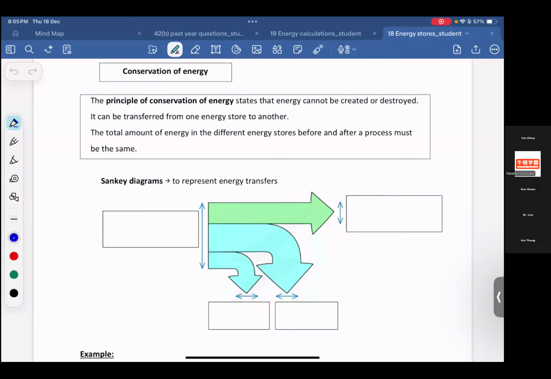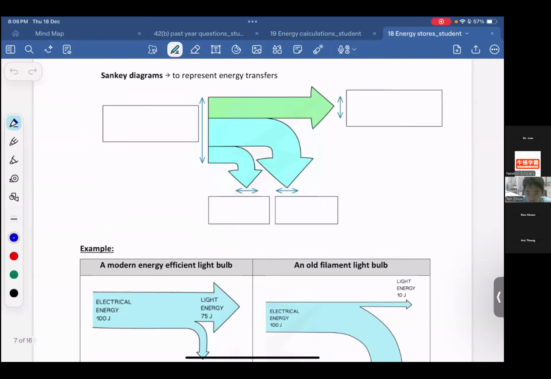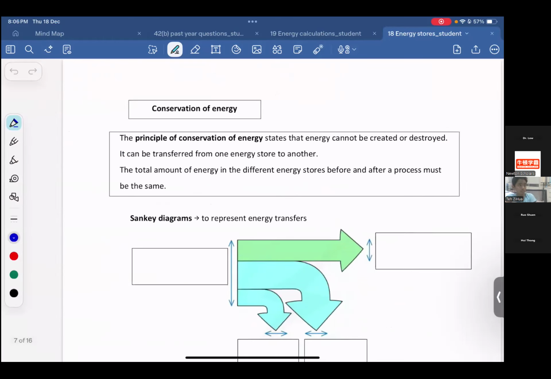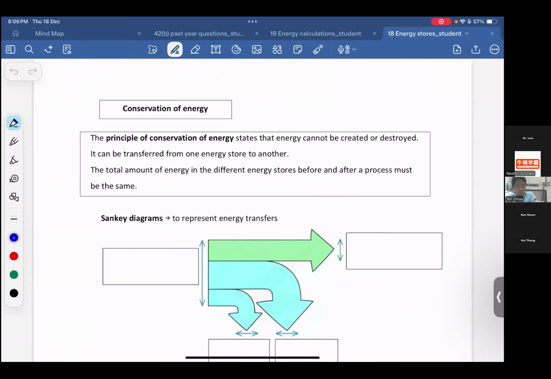Okay, so we will continue lesson number 18. Lesson number 18, the day we stopped on page number 6. We finished page number 6. So now we continue with page number 7, conservation of energy.